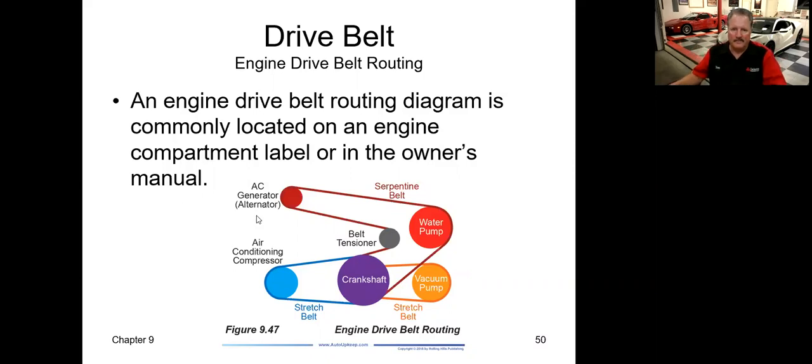No problem. If that belt breaks on this particular vehicle, you're going to have no air conditioning, no alternator, no water pump. You're not going to have much going on there. So the battery will go dead. Steering could be bad. Doesn't show a power steering pump in here, but if it ran a power steering pump, you would have no power steering either. So if the serpentine belt breaks, it's best just to pull over and get it towed.